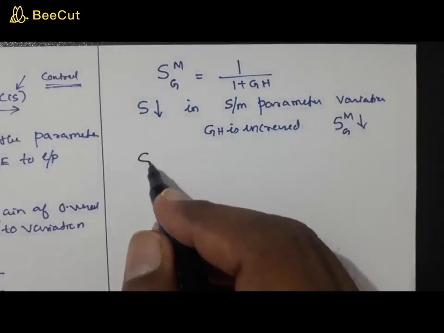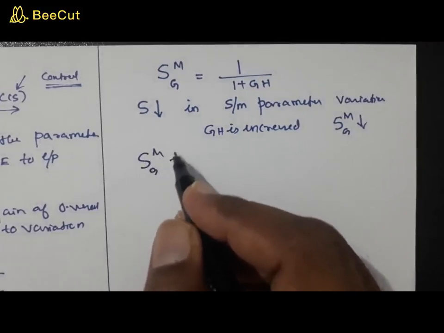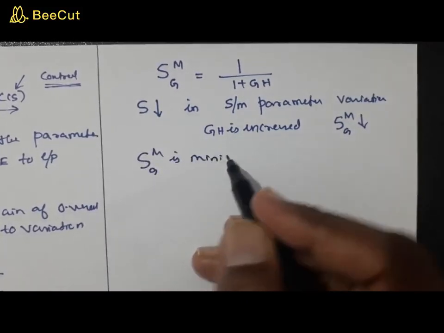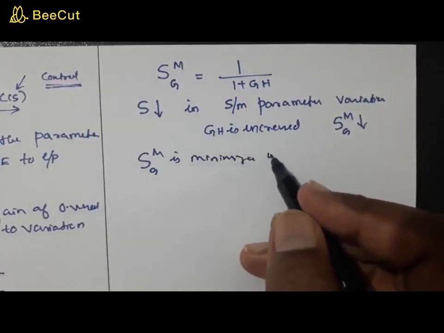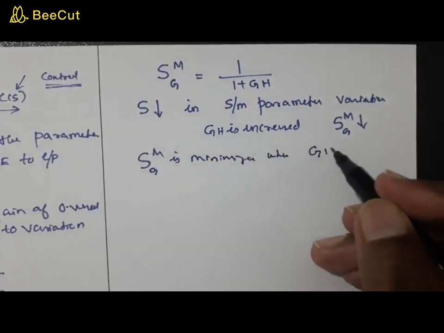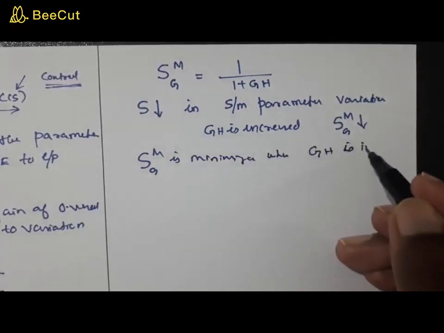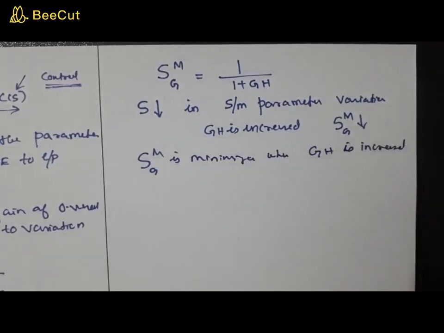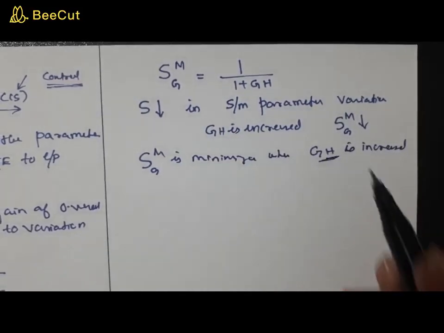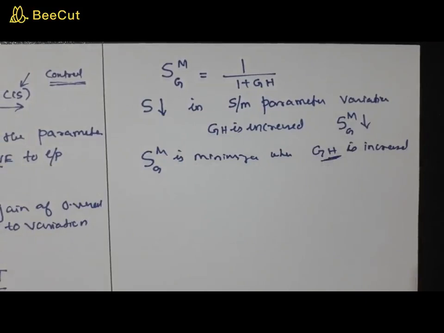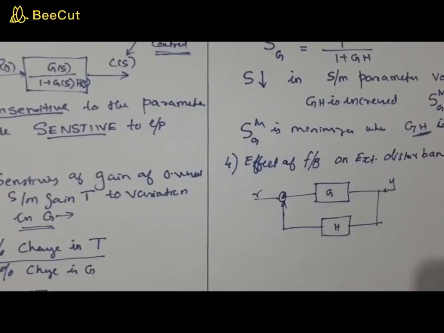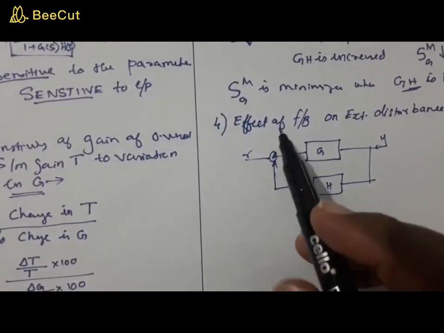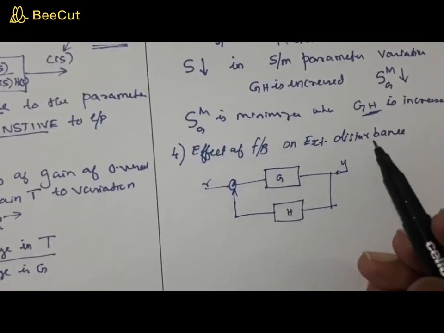The system sensitivity is minimized when GH is increased. Now, how is it made increased? It is made increased by the presence of this H. So that is the impact of feedback on sensitivity. Next is the effect of feedback on external disturbance.